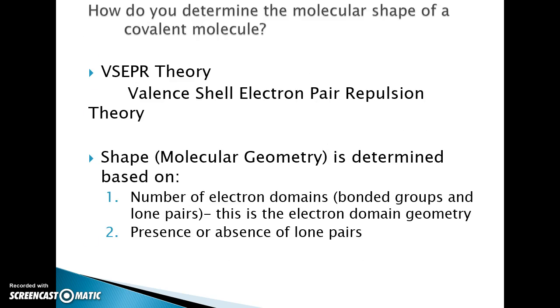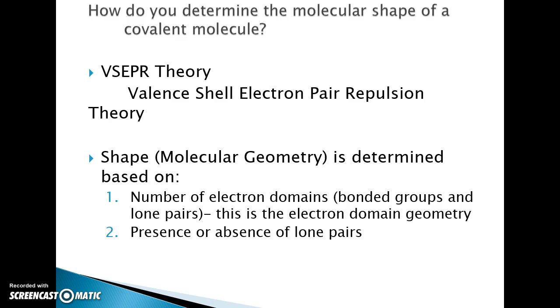Now, once we've done this, and again, we'll practice that, so if you're not comfortable just yet, that's okay, we're going to be able to determine the molecular shape of a covalent molecule using VSEPR theory. That's short for valence shell electron pair repulsion theory, which kind of makes sense, right? We're talking about the valence electrons, they repel each other, and that determines the shape.